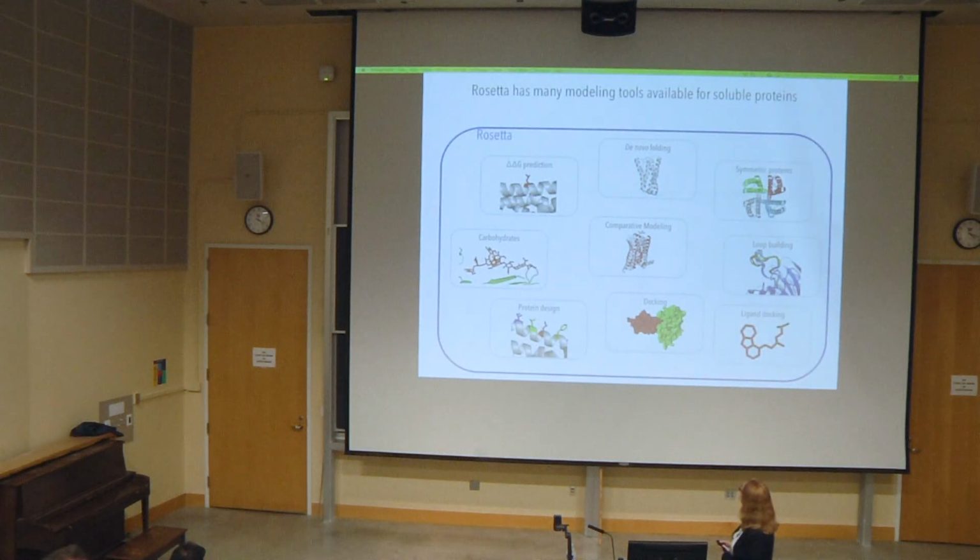Now, on the other hand, if you look at the Rosetta software, Rosetta has a lot of different modeling applications available. This is just a relatively small subset, whether it is for de novo structure prediction, comparative modeling, protein-protein docking, protein-small ligand docking, loop building, modeling symmetric proteins, protein design, modeling carbohydrates, predicting delta G's of mutation or delta G's of binding. There's just a vast array of methods that has been developed for soluble proteins.